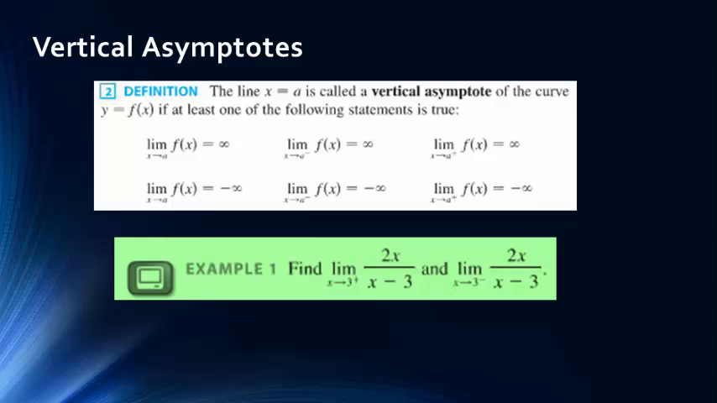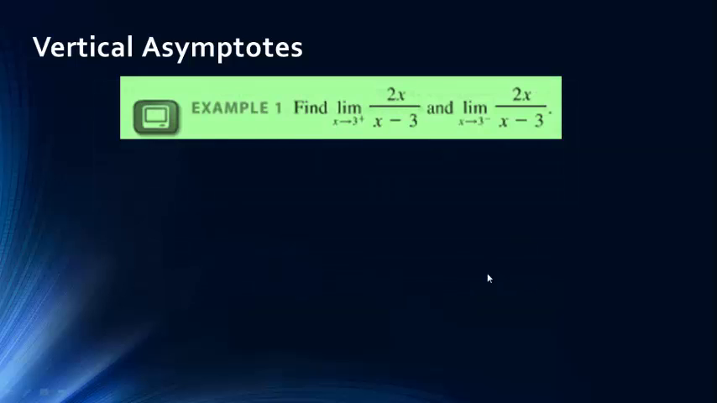So notice this first one. We're trying to figure out what happens as x approaches 3 from the positive direction and the negative direction. Well, if x is 3, we can see that the denominator becomes 0 and it's undefined. So now we have to conceptually think about what's happening as we approach 3 from the positive direction and 3 from the negative direction. All right, so let's look at the positive one first.